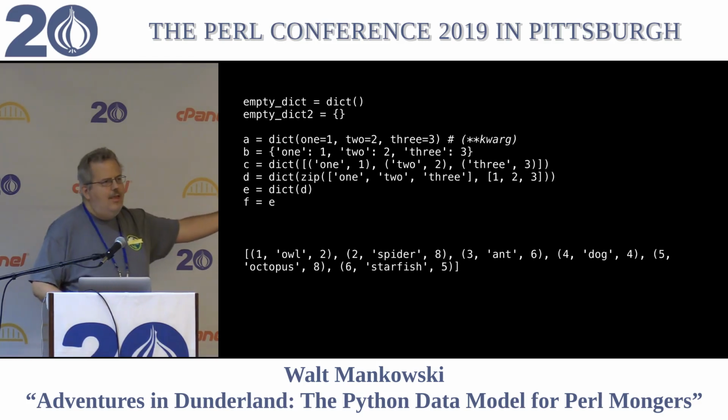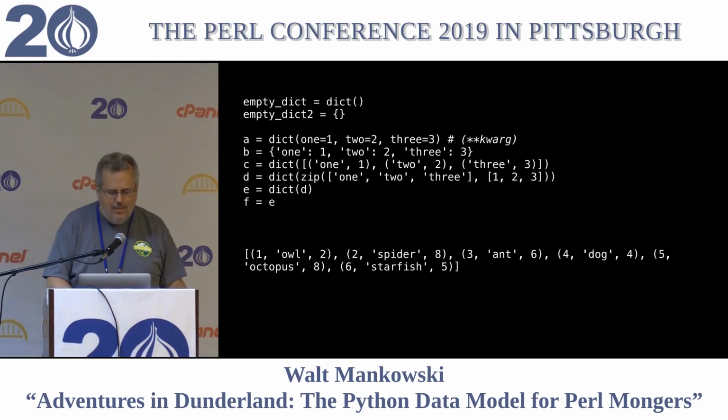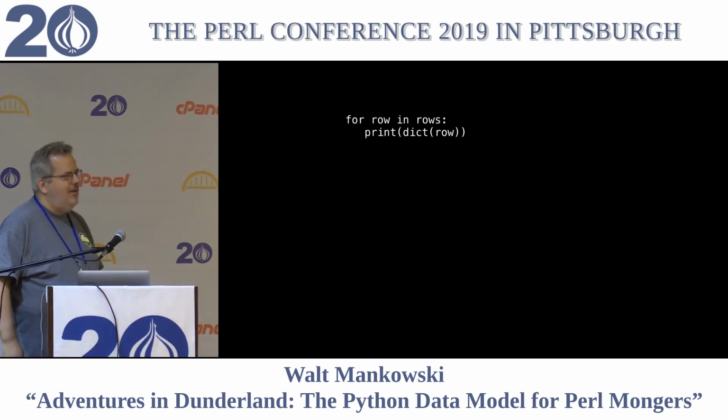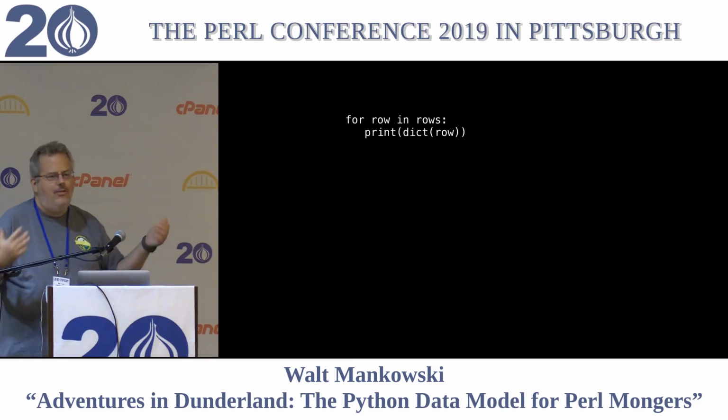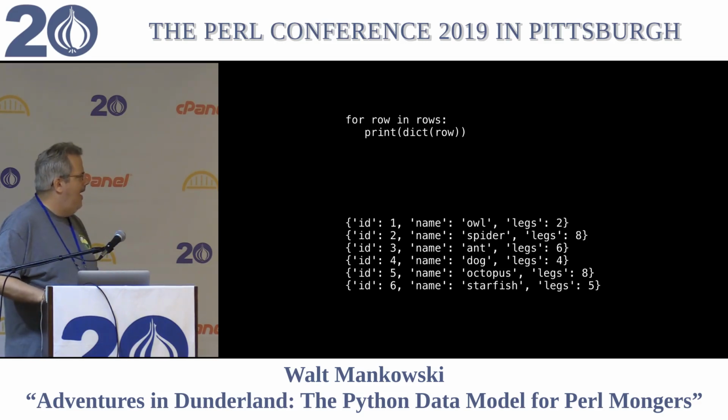Again, none of these have keys. All of them just have the values. And none of these were telling me how to get the keys. So in desperation, I said, let me just take these lists of tuples and call dict on it and see what happens. And when I did, I got dictionaries back.